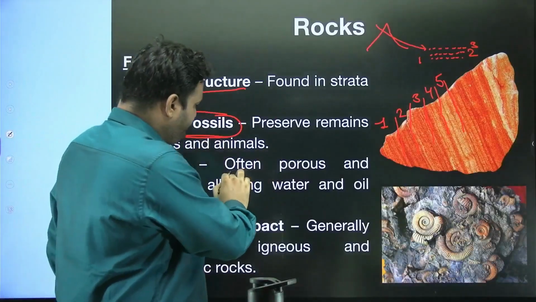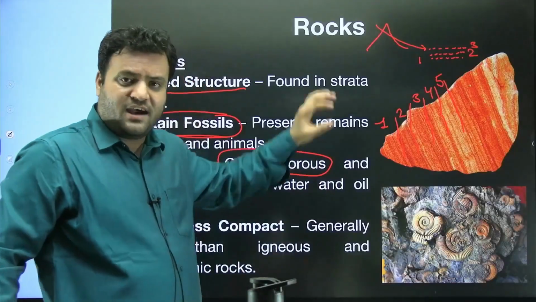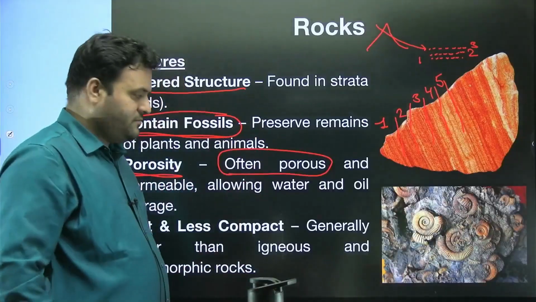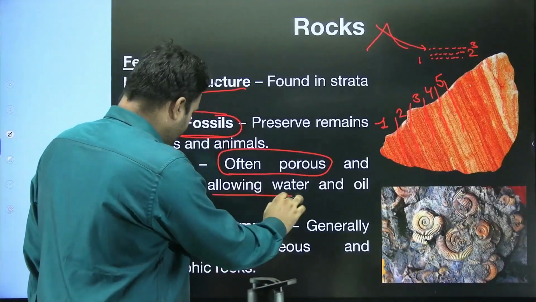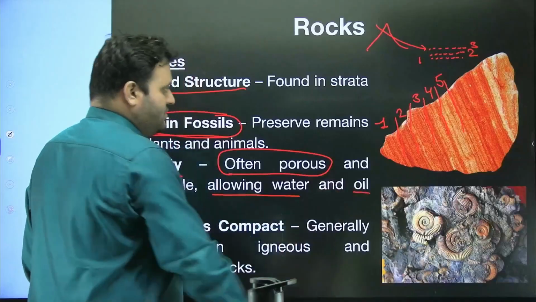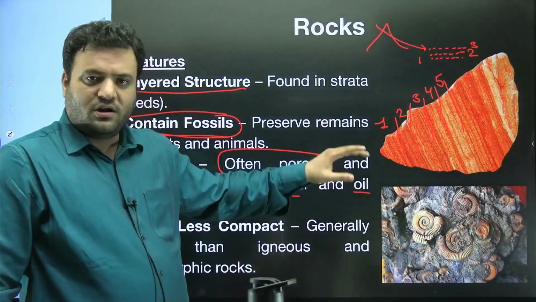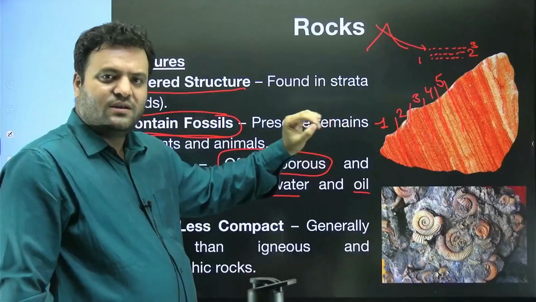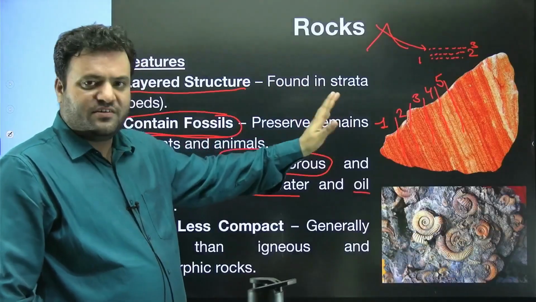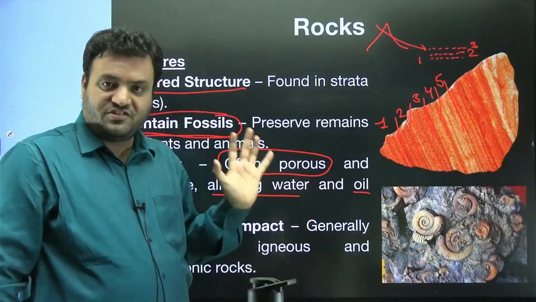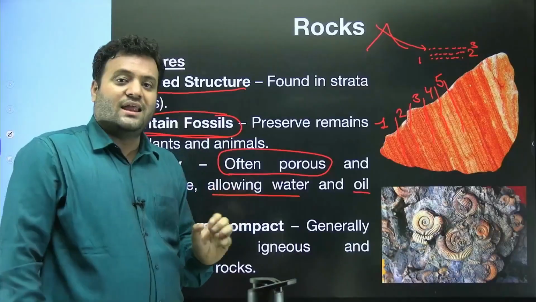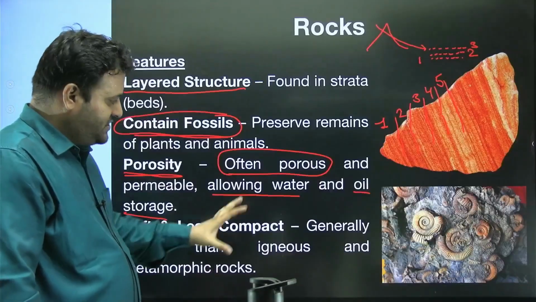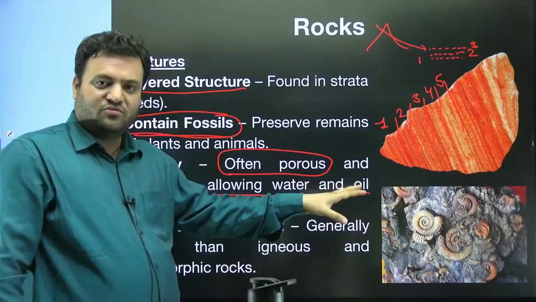So they are porous. Water can pass through these kinds of rocks, and yes, they are also permeable. They also allow water and oil storage, so water and oil can pass through. Yes, in a large strata of sedimentary rocks in our earth's crust, oil and water reservoirs can be found. Precious minerals in terms of oil and natural gas.